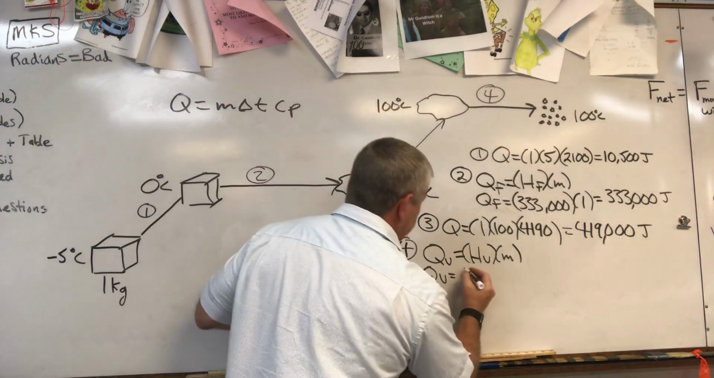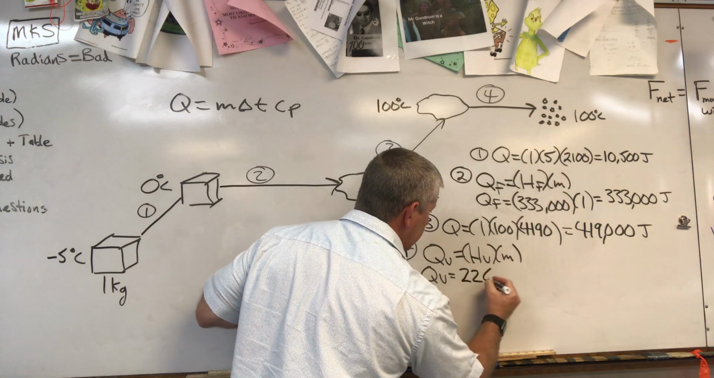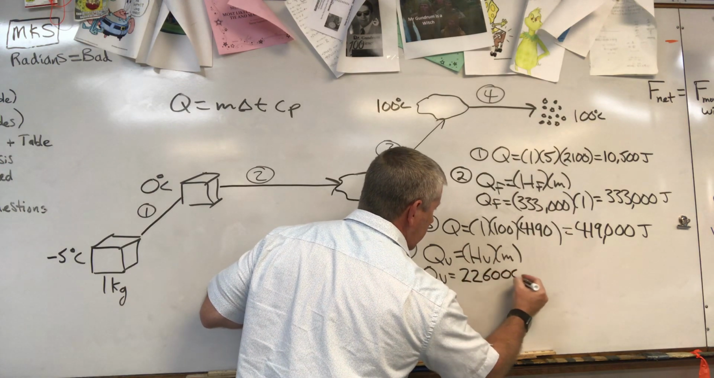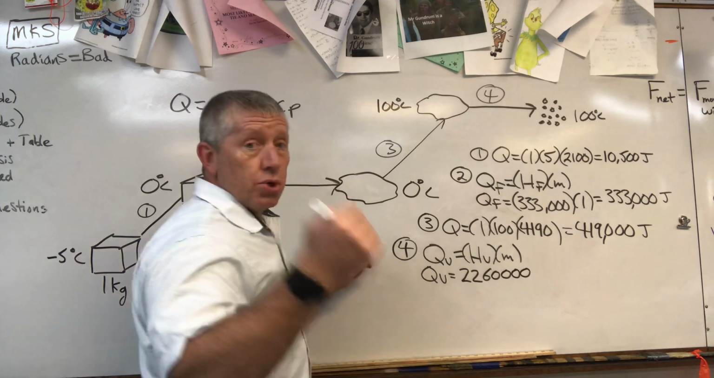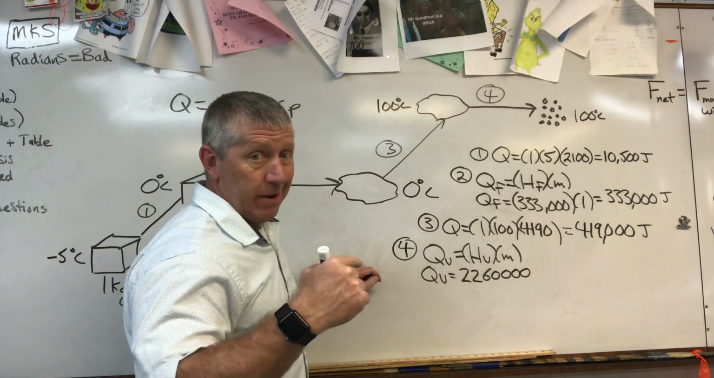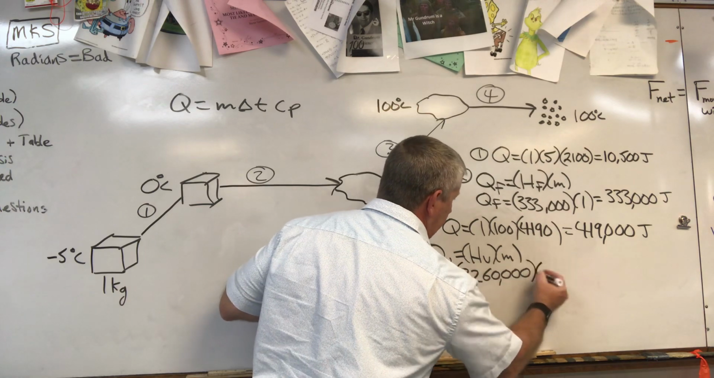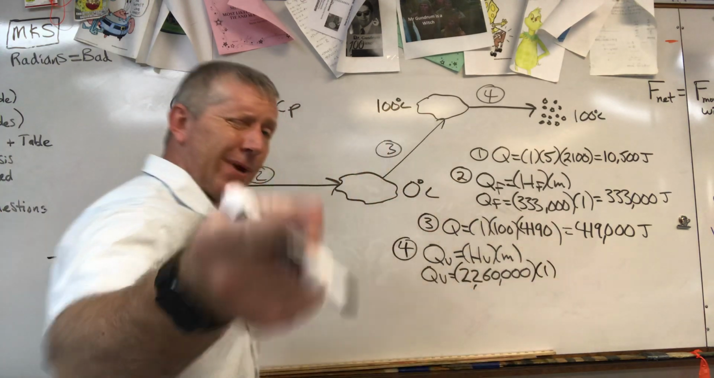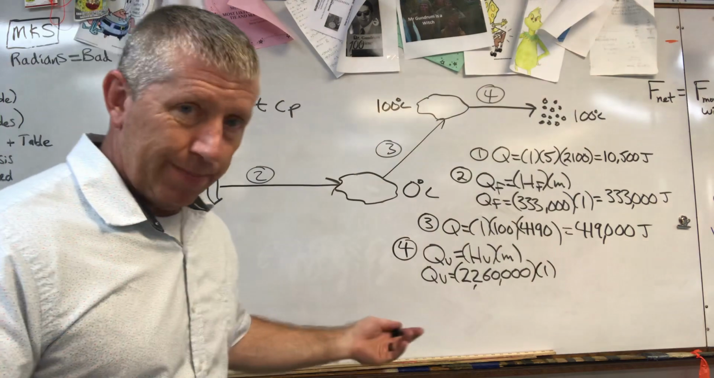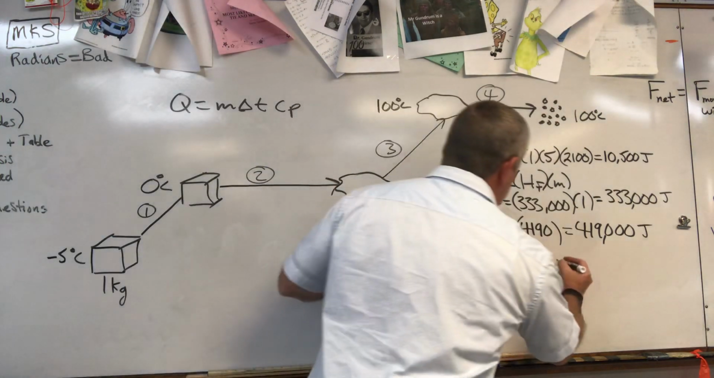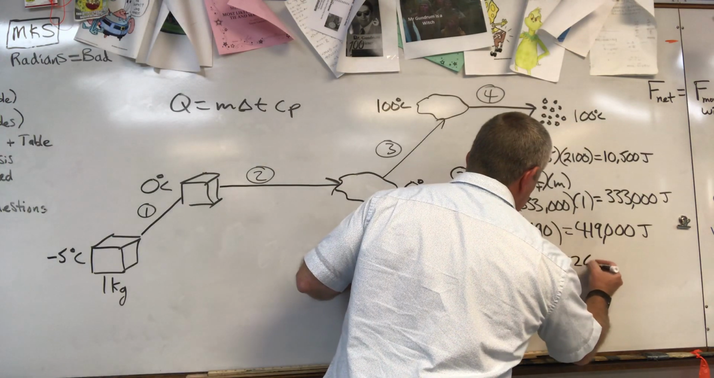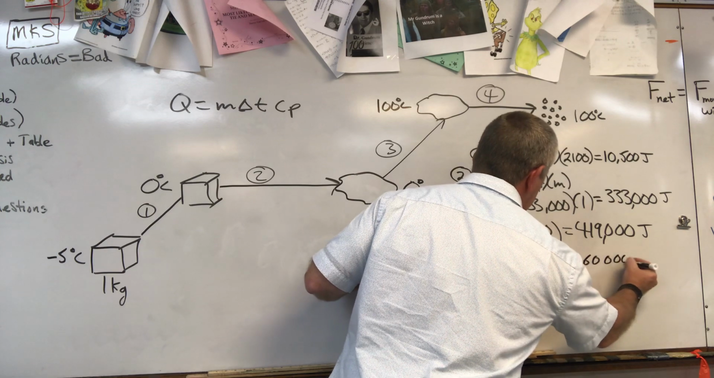So this is 2,260,000 joules per kilogram. A lot, huh? And the mass is 1 kilogram. So again, I'm here for you. Made the math easy. Multiply. Get that as 2,260,000 joules.